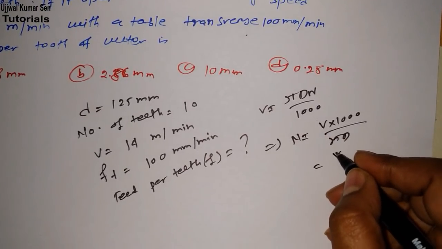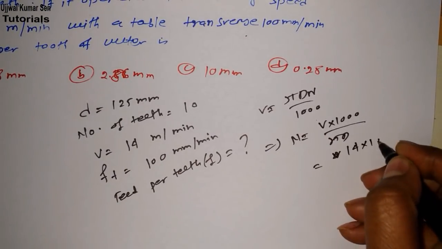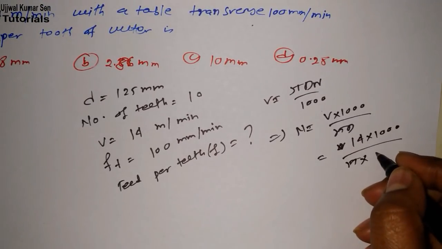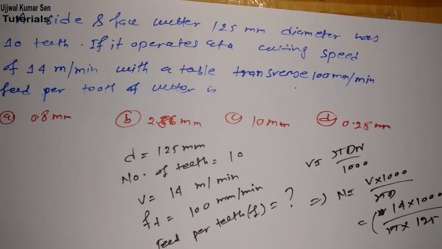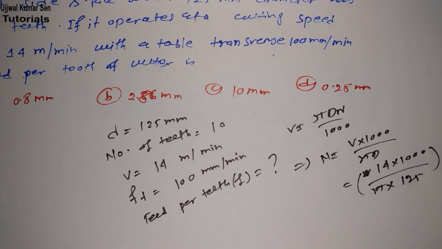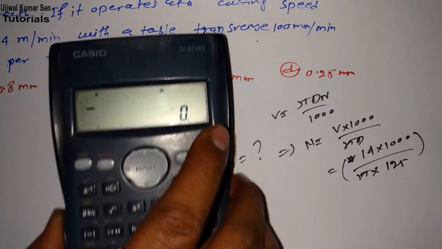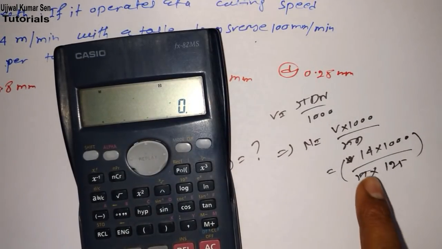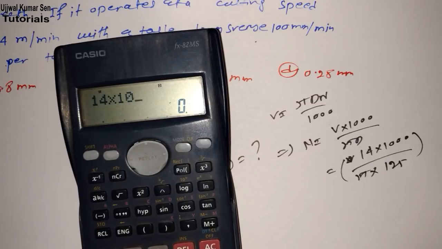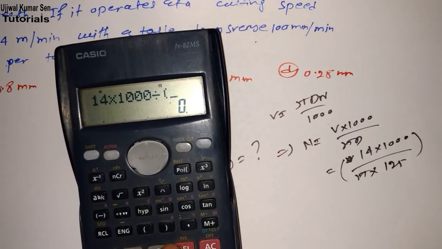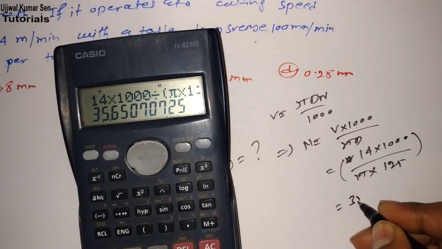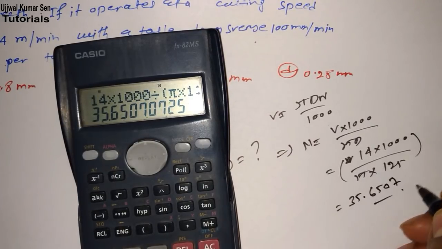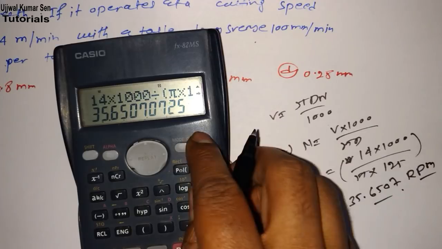So V is how much? We have 14 into 1000, and d is 125. We don't need to change the unit because it has already been adjusted; after multiplying by 1000 it automatically becomes consistent. So 14 multiplied by 1000 divided by pi multiplied by 125. What do we get here? 35.6507 RPM, revolutions per minute.